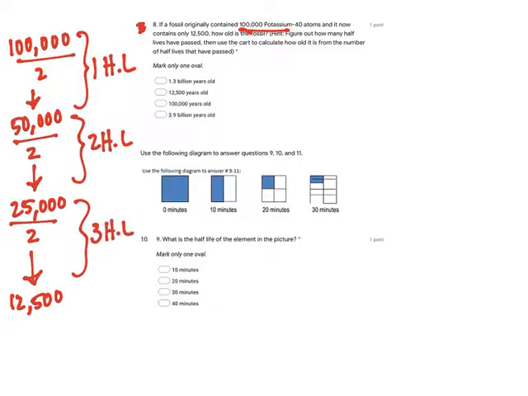Okay, so now that we know that 3 half-lives have passed, let's use the chart at the beginning of our form to figure out how old this sample must be.